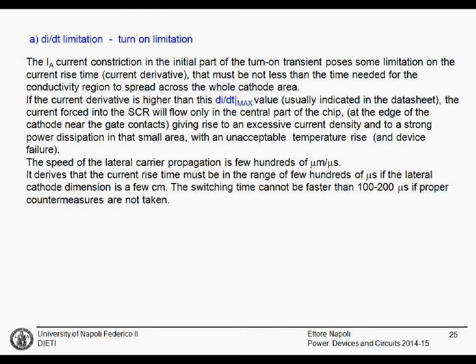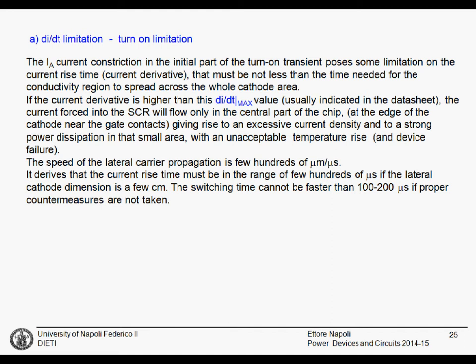And this means a very slow switching time for the devices. If we recall the diode, for example, we have seen the fast recovery diode, the switching time was below microseconds, it was 30, 50, 100 nanoseconds. Here we are talking about 100, 200 microseconds just to switch on the device.